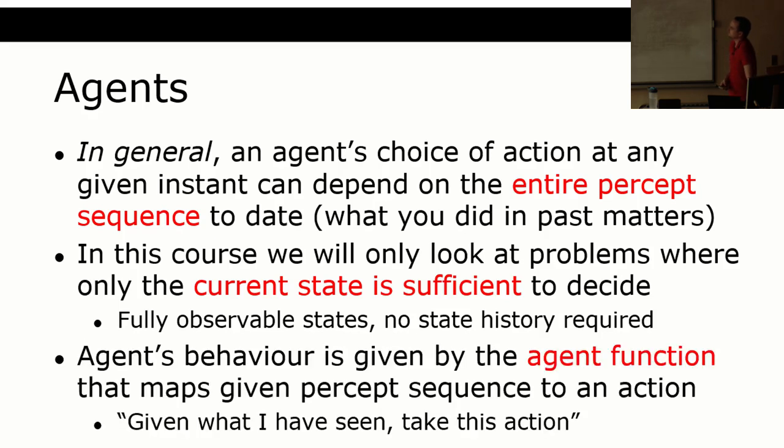And the agent's behavior is given by the agent function that maps a given percept sequence to an action. That's just a fancy way of saying, given what I've seen so far, I think I should take this action. And if you think of your brain as a function that takes inputs and some time limit and produces outputs, this is exactly what's going on, right? You're seeing me standing in front of you. You've decided, oh, this is boring, I'm going to look at my phone, right? So depending on your agent function and what you find to be interesting or whatever goal you're trying to achieve, you're going to take an action based on what you've seen so far.